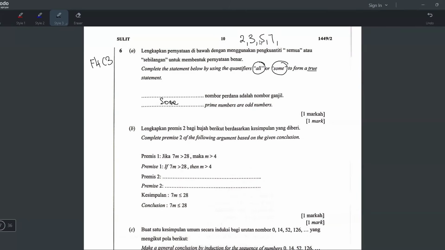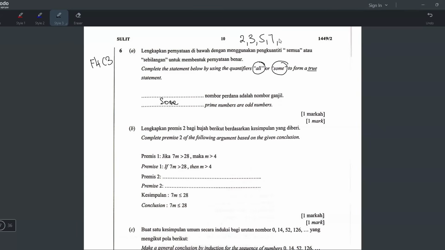4 cannot because 4 can divide by 2. 6 also cannot because can divide by 2. 8 also cannot because can divide by 2. Basically, even number memang bukan prime lah. Even number, nombor genap memang bukan nombor perdana, prime numbers, sebab dia boleh bahagi 2. Except 2. Kecuali 2. 2 is the only even number that is a prime number. 2 is the only nombor genap yang considered nombor perdana. And at the same time, 2 is also the world's smallest prime number.